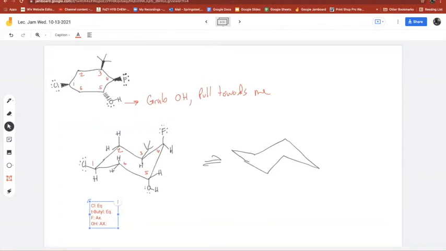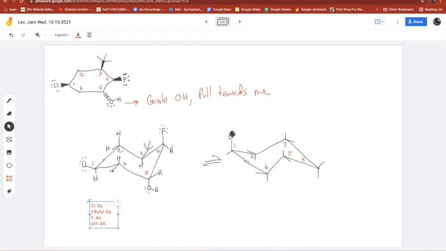When they chair flip, I want to still have this be carbon number 1. And then this is still 2. It's got to go around the back like that. 3, 4, 5, 6. Okay. Add on my axials and equatorials. Axial, up, down, up, down, up, down. Got it. Equatorial, down and out, up and out, down and out, up and out, down and out, up and out. Got it.